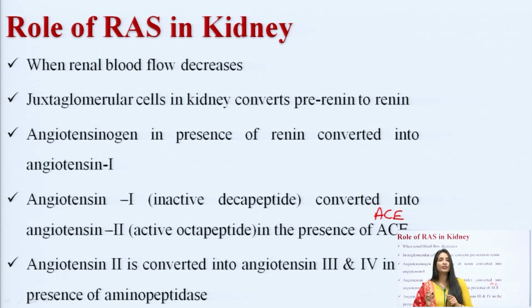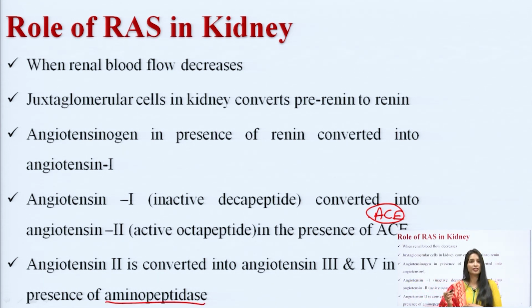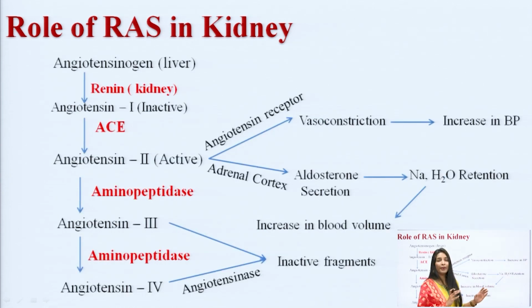And next, angiotensin 2 will be converted into angiotensin 3 and angiotensin 4 in the presence of aminopeptidase. Okay. So, here you have to remember the two enzymes. One enzyme is angiotensin converting enzyme, which helps to convert angiotensin 1 to angiotensin 2. And the second one is aminopeptidase, which helps to convert angiotensin 2 to the further forms, angiotensin 3 and angiotensin 4. So, students, I think by this flow chart you will get very clear how the renin, angiotensin, aldosterone system plays a very important role in the kidney.